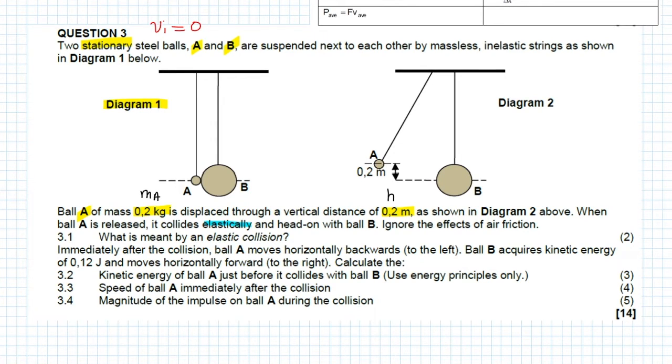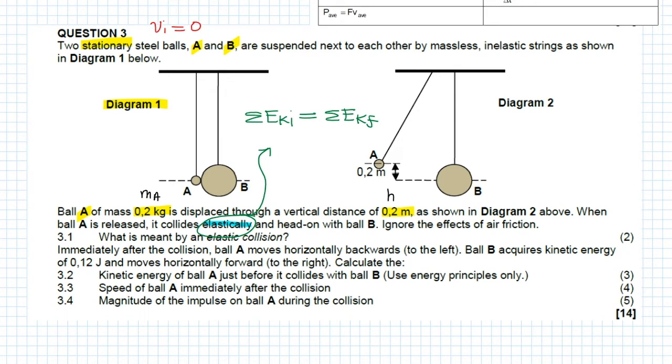And I would like to remind you that an elastic collision is one where the kinetic energy is conserved. So the sum of the kinetic energies before the collision is going to be equal to the sum of the kinetic energies after the collision. These are good things to write down as you analyze what is given to you.